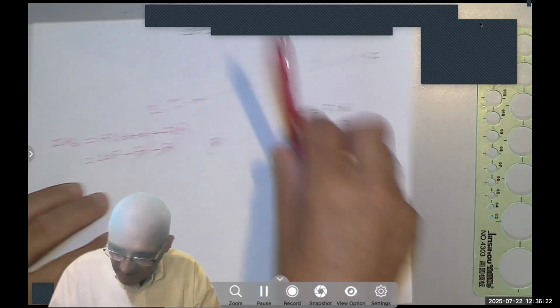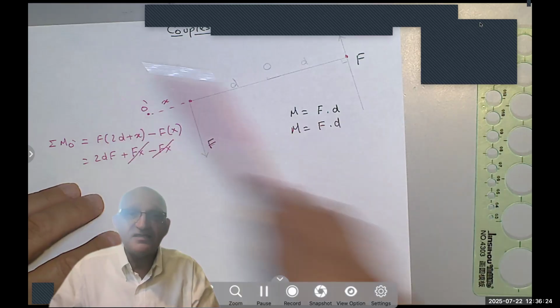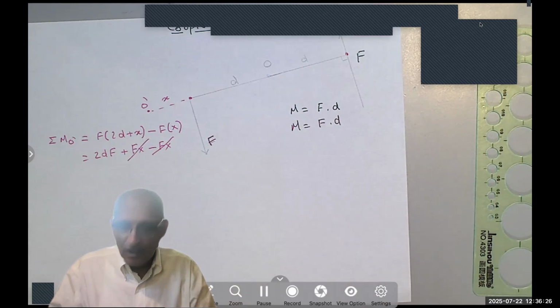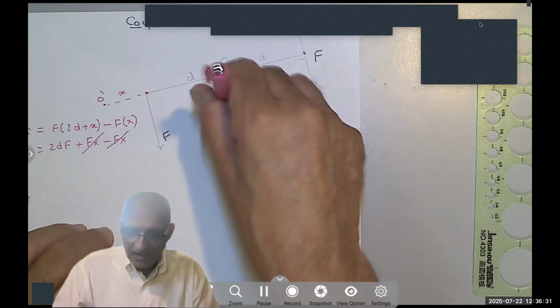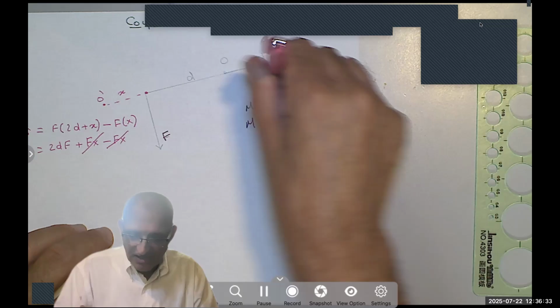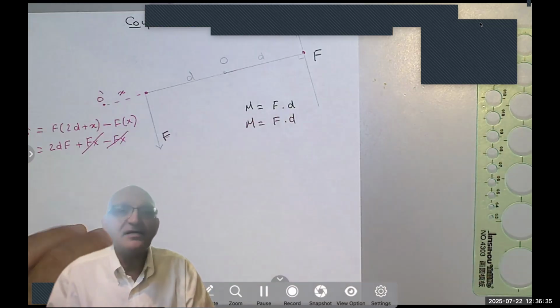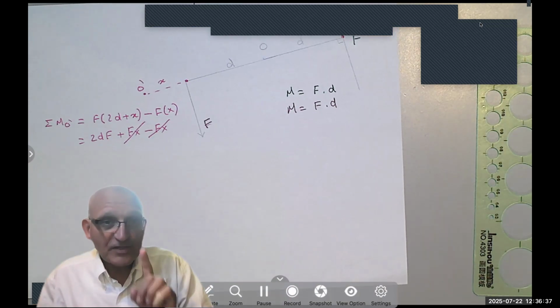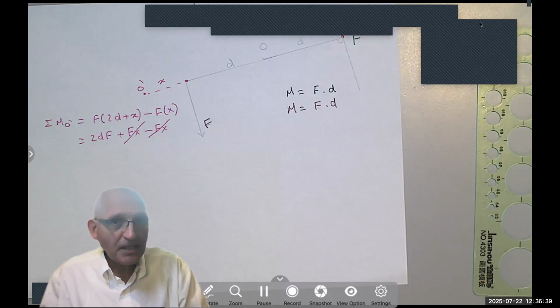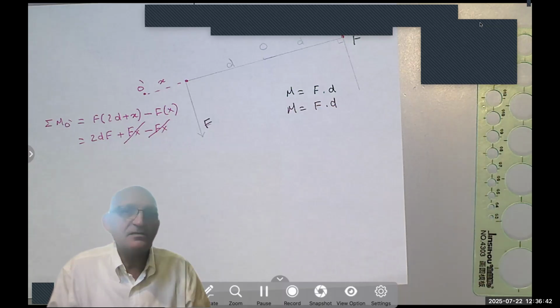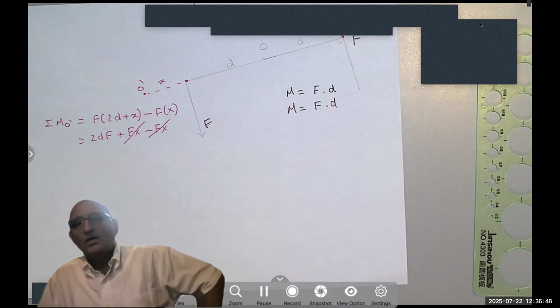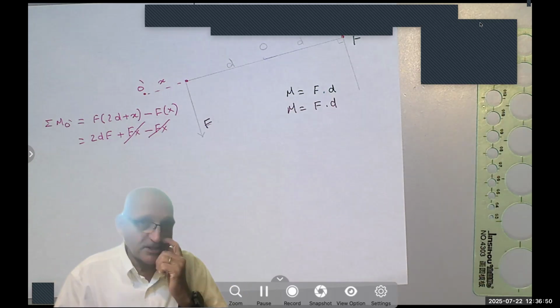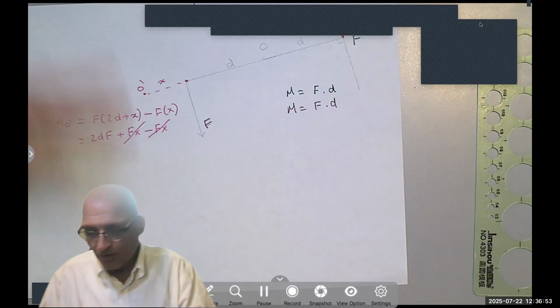You can place it here, you can place it here, you can place it anywhere, and it's always going to be parallel. So it's going up at this location, at this point, at that point, anywhere in the plane. So that's the main difference between a couple and just a regular moment. Okay, makes sense? Now, we'll see how we are going to describe it, or how are we going to show it.